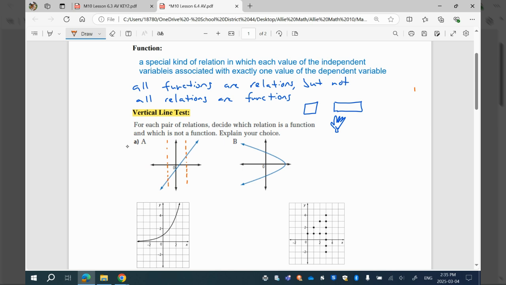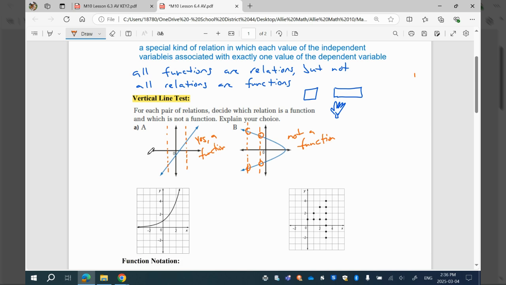So if we drop a line here, yes, this is a function. But if we drop a vertical line down through this relation, it cuts through the relation at 2 points. So, there and there, there and there. This is not a function. Because this means for a given x, there are 2 y outputs. And for every x, we need there to only be 1 y.